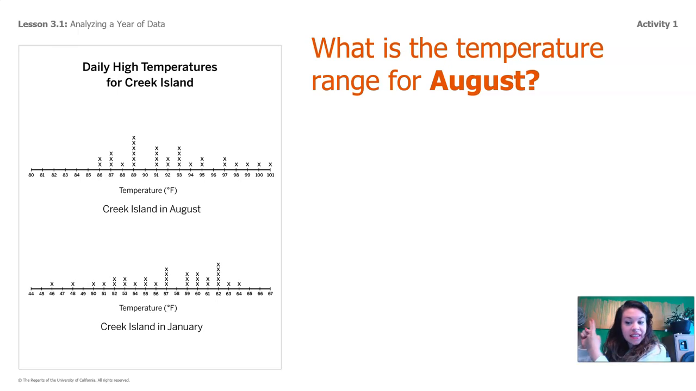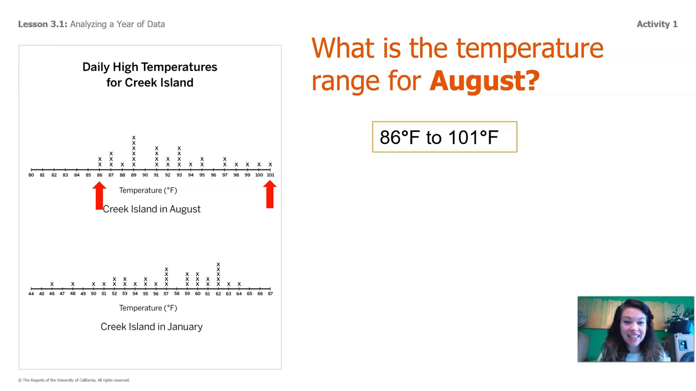Okay, so looking at this data, the data on the top gives us the Creek Island daily high temperatures in August, which you've already seen. So let's look at the temperature range for August. Do you remember how to find the range? Yeah. You start by finding the lowest number and then by finding the highest number. So the range shows us the entire span of temperatures that happened at Creek Island in August. So what is the range of temperatures for August? Yeah, it's 86 degrees Fahrenheit to 101 degrees Fahrenheit.